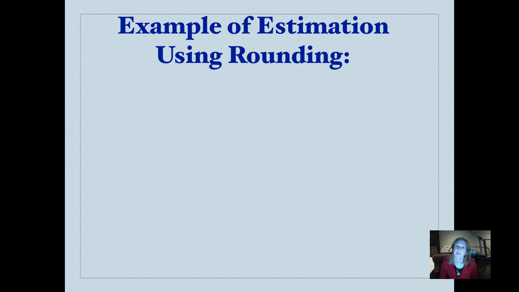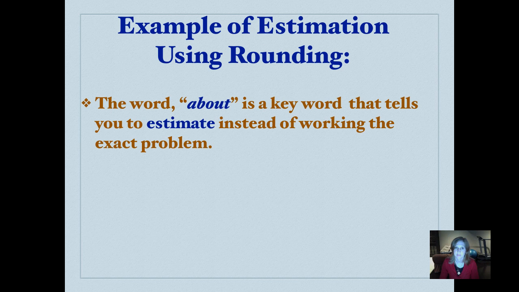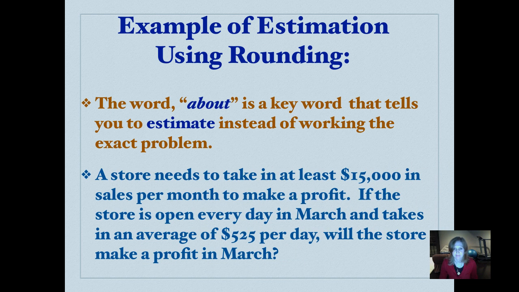Here is an example of estimation using rounding, but let's look at a tip first. The word about is a key word. Anytime you see the word about in a word problem, it tells you to estimate instead of working the exact problem. Here's a word problem. Estimation questions quite often are given in word problems because they're something that happens in real life every day, and we want you to be able to use estimation to do problem solving.